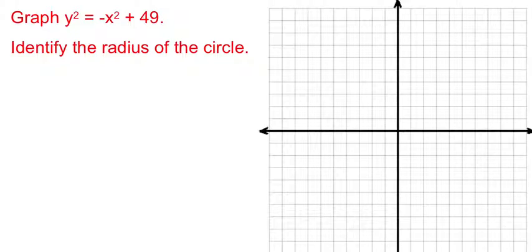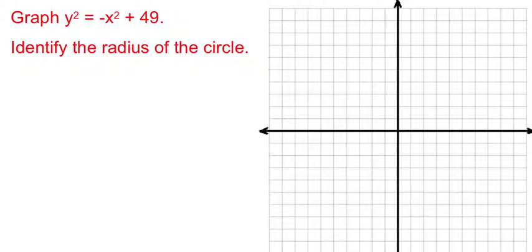All right, so we want to draw this circle. We want to graph this equation: y squared equals negative x squared plus 49. So I mean the radius is going to be 7. You're right, but let's keep pace. Okay.